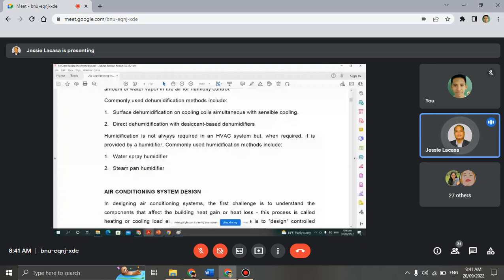Okay, so let's proceed to air conditioning system design. So unsaon na pag design? So in designing air conditioning systems, the first challenge is to understand the components that affect the building heat gain or heat loss. So as what I have mentioned earlier, di ba? So sa gipakita na sa diagram. So the first step is the cooling and heating load calculation. No? Imong i-calculate pila may requirement niya.